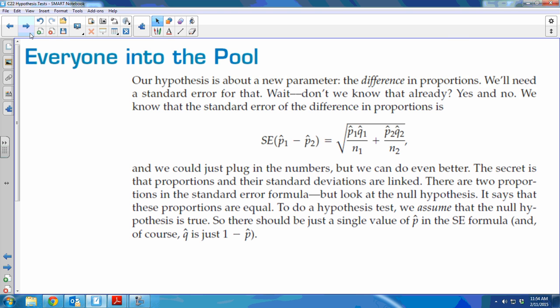So we should only have a single value of p hat in our standard error formula because we're saying they're the same. In our null hypothesis, we're saying the difference is 0, which in turn means that they are the same. So that's why they're trying to be all cheeky with the everyone into the pool, because on the next slide, I'm going to show you we need to pool the values. So we're going to put all of the data together into one big pot and find one proportion. All right, that's the way we cheat around this to show that the proportions are the same.